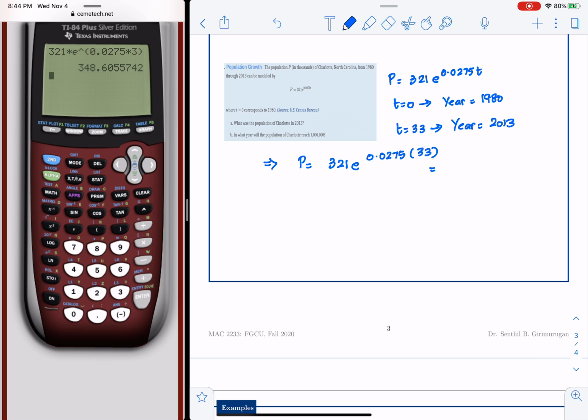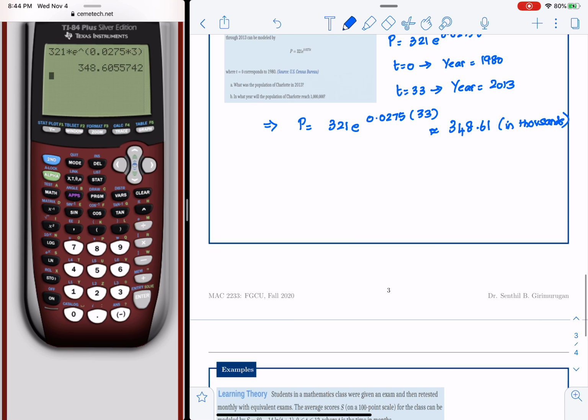And that happens to be 348.61 approximately, and that is in thousands. So we end up getting 348.61. Now we want to know in what year the population of Charlotte would reach 1 million.